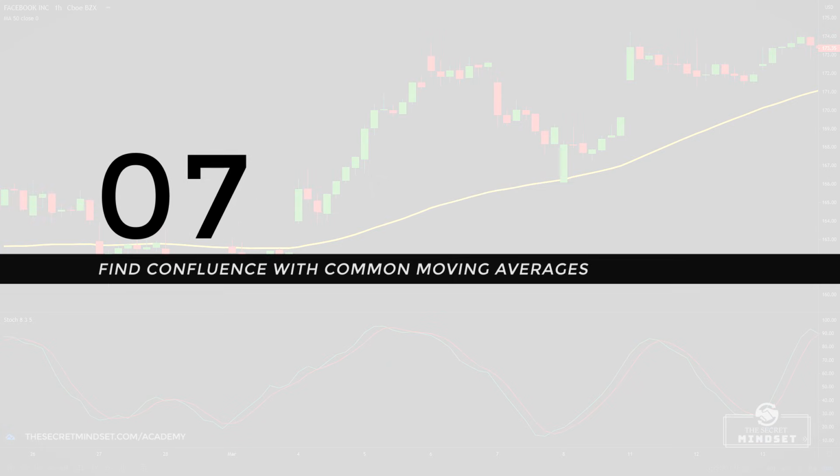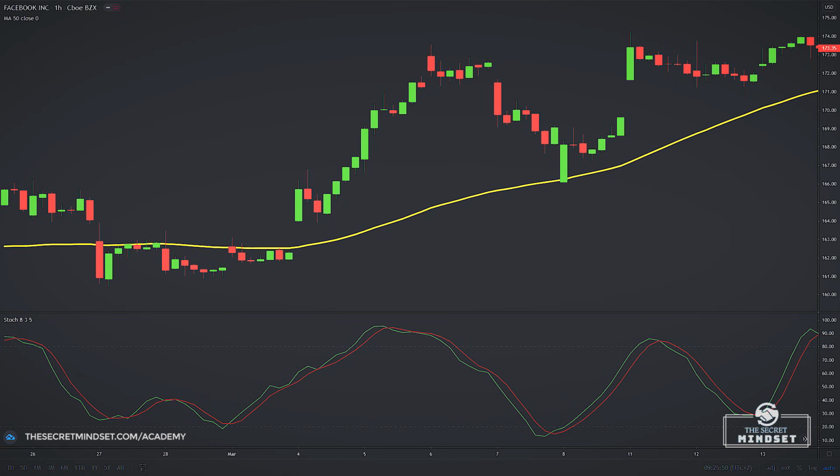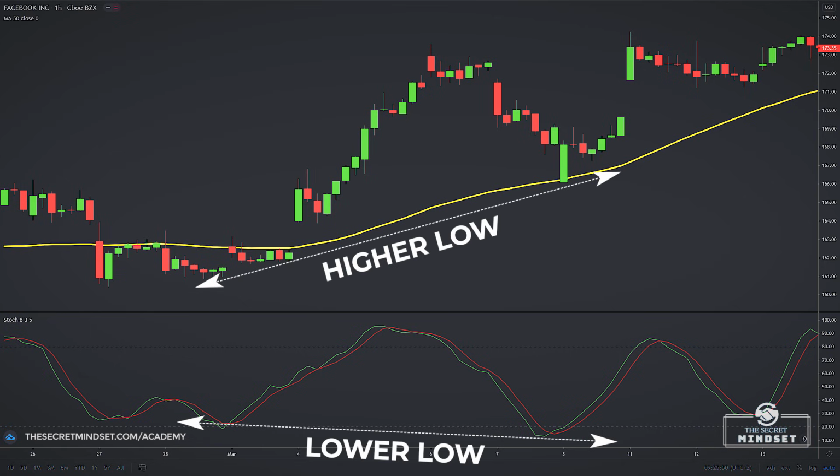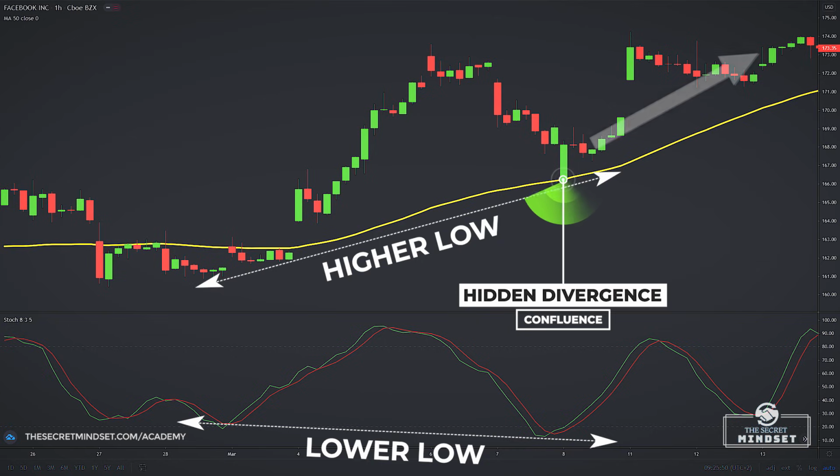Number 7. Find confluence with common moving averages. No matter how appealing a divergence signal is, don't take the trade without confirming the signal with some other type of analysis. You can do this by using confluence. Confluence forms in a spot where you have more than one indication of where price will go. For example, confluence occurs when price reaches a commonly used moving average. If in that point you see a divergence forming, you confirm your direction with the moving average, and you will have a stronger signal and a higher probability of price going your way.